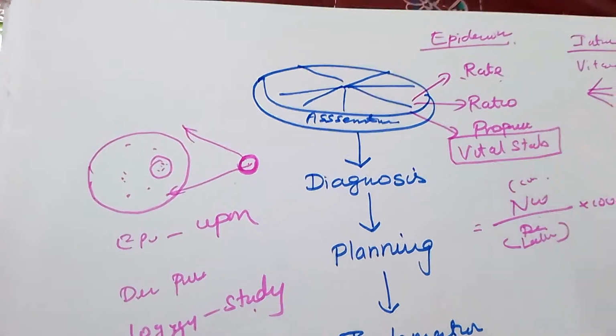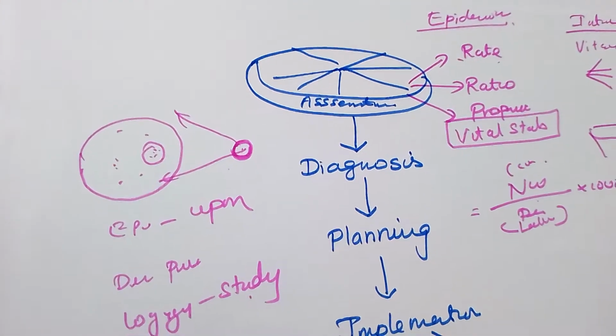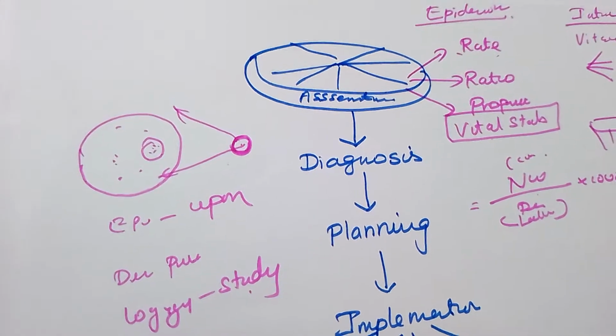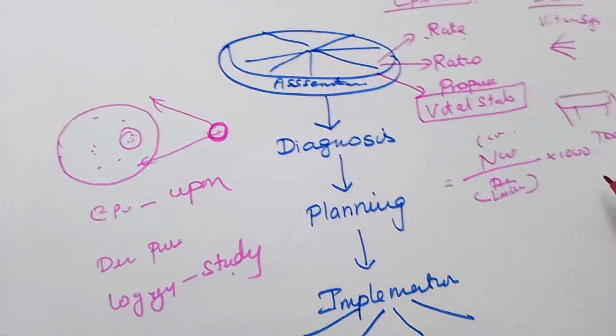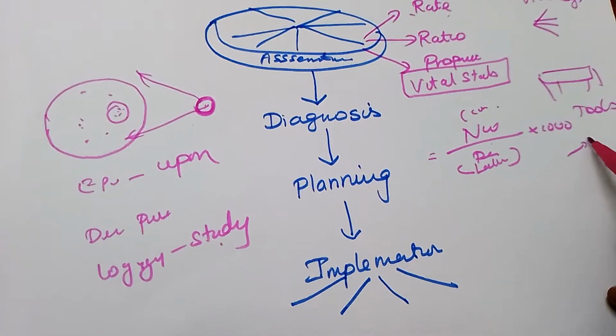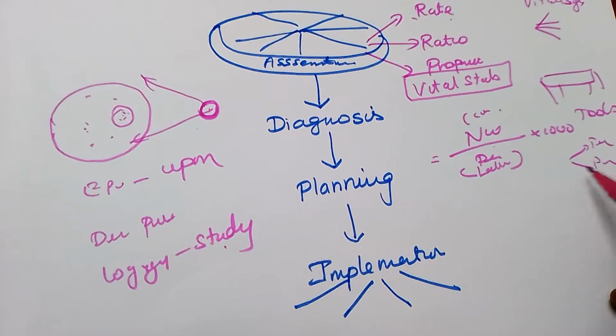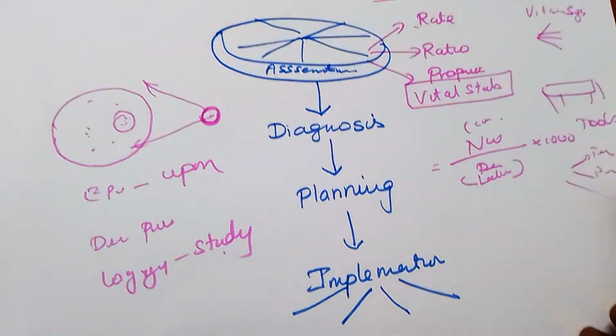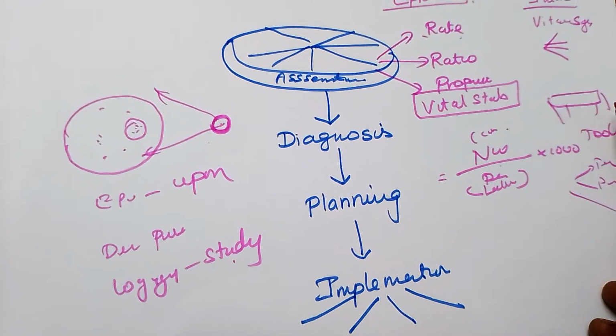Rate, ratio. For example, if I want to measure a table, what will I need? I need some tools for the measurement. What are the tools? Maybe a tape, or a pencil, whatever it may be, I need it. So I will measure the height and the width of the table.